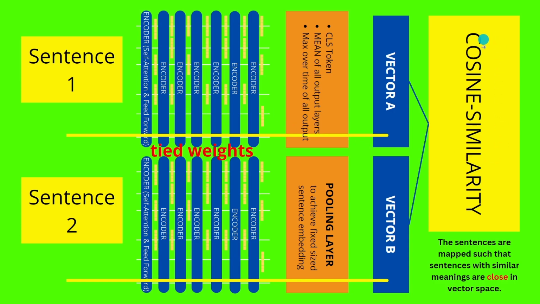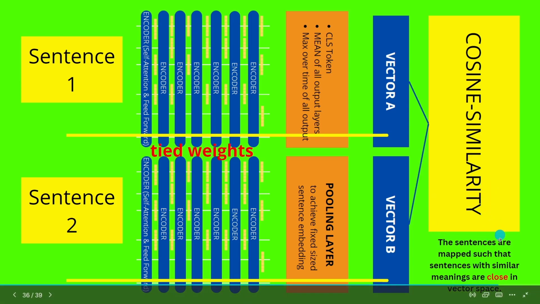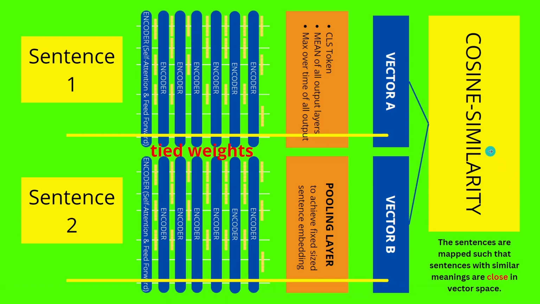And then you can use a simple mathematical operation, the cosine similarity. You can calculate the closeness of vectors. The sentences are mapped in the vector space such that sentences with similar meanings are close in the vector space. And the meaning of closeness is mathematically not trivial. So we use a lot of mathematics to understand when the meaning of two sentences is similar, given that all the words may be different.